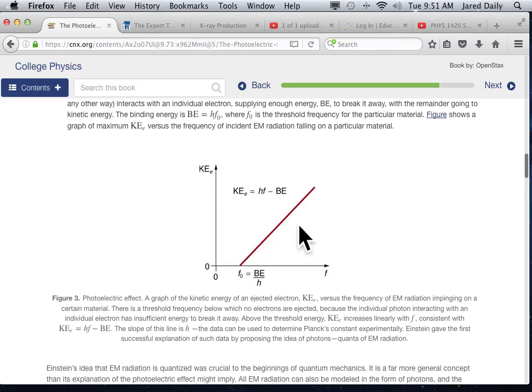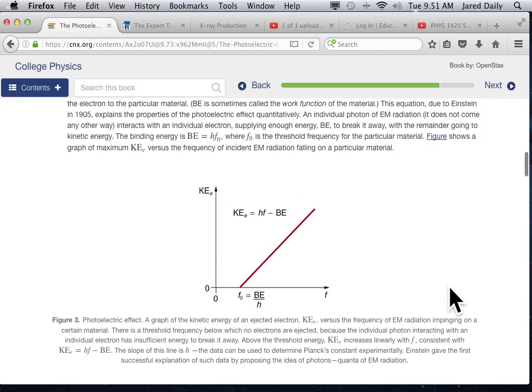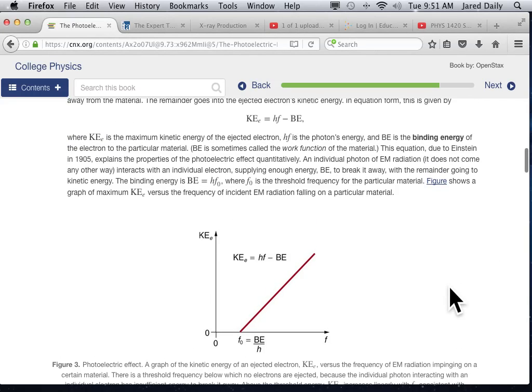Here they give us an equation for the photoelectric effect. This is Einstein's calculation: the kinetic energy of an electron coming out of that metal in the photoelectric effect is equal to h times the frequency minus the, what do they call BE? I don't know what that stands for. Oh, yeah. So they call this the binding energy.